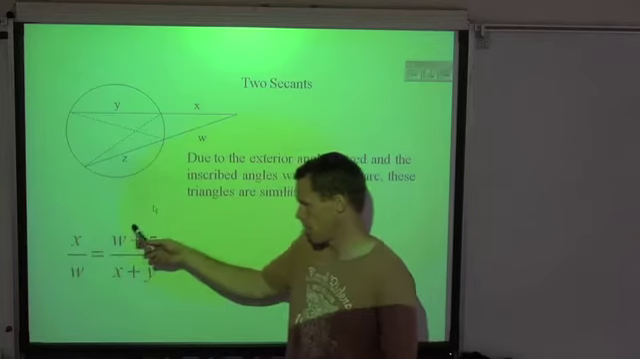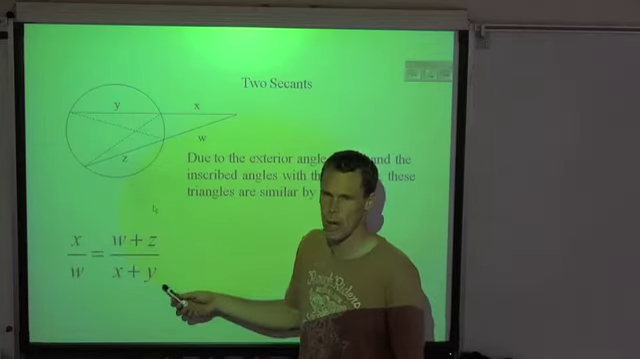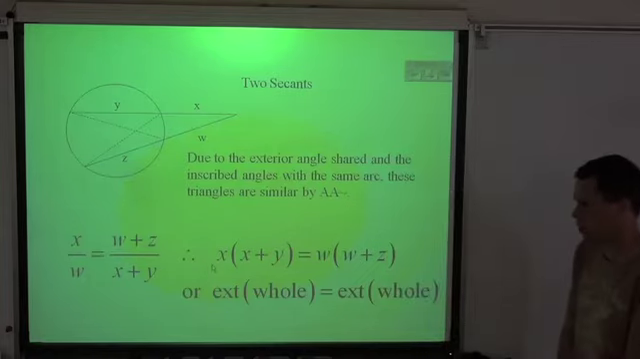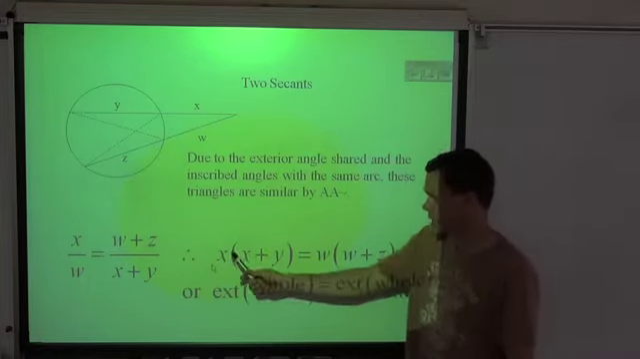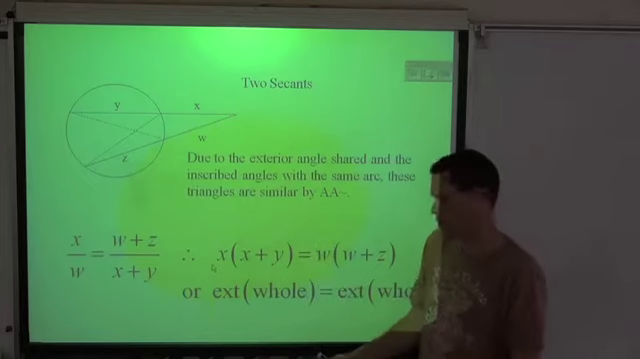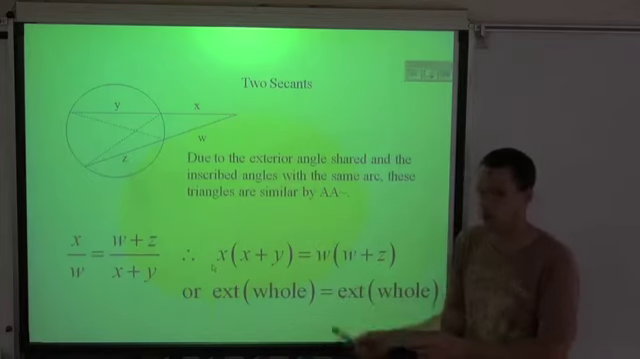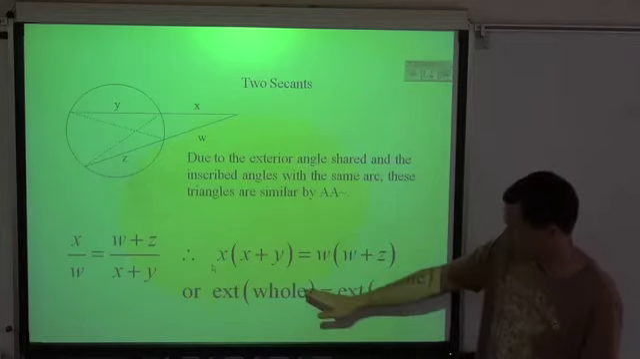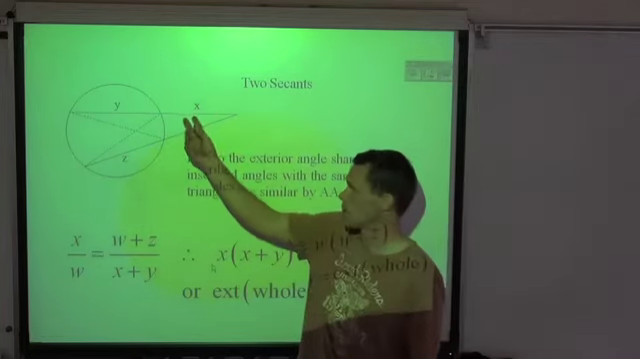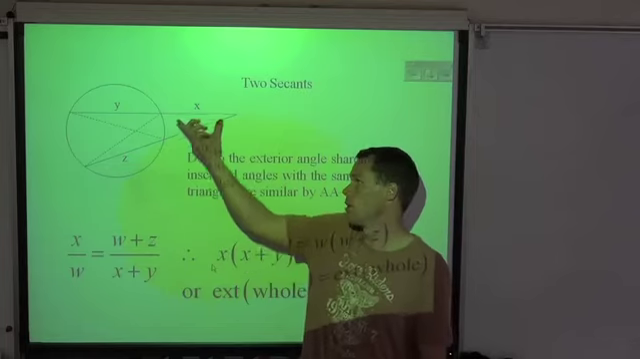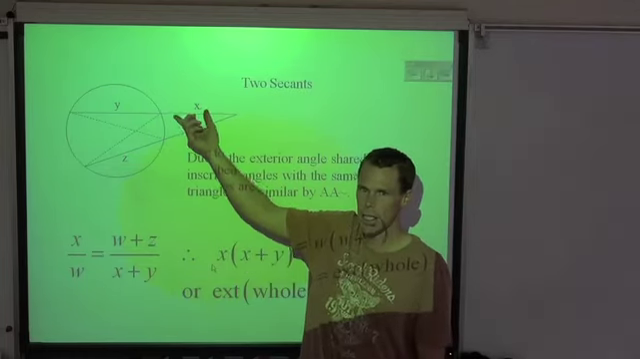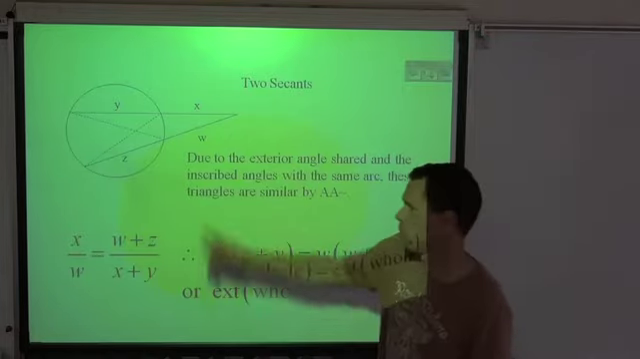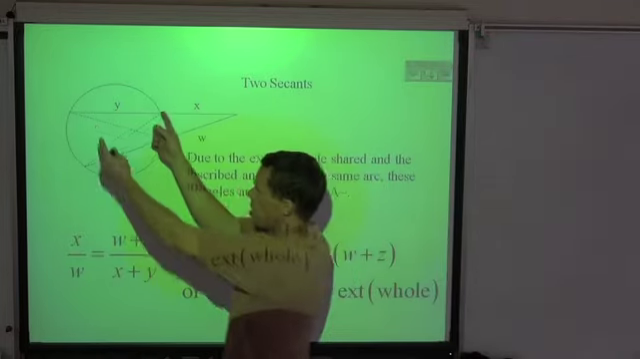X is to W as W plus Z is to X plus Y. Cross multiply and we have the relationship we are looking for. X times the sum of X plus Y equals W times the sum of W plus Z. I like to say it as X, which stands for the exterior part or the outside, and you multiply that by the whole thing. Most common mistake is people will multiply the exterior times the interior.